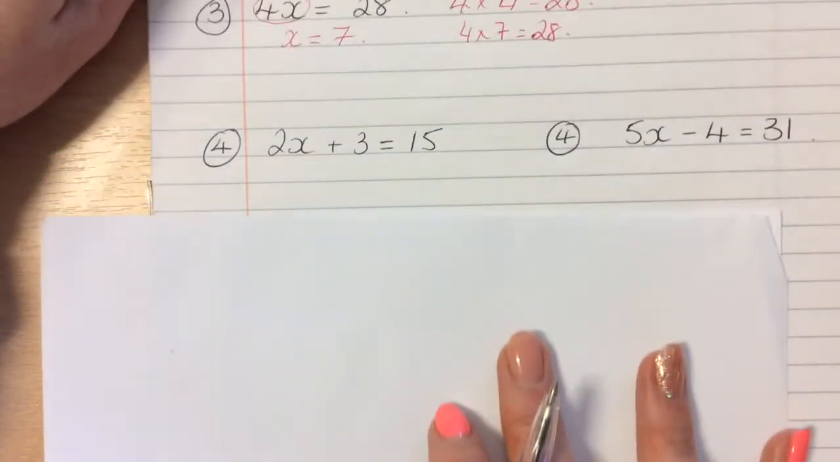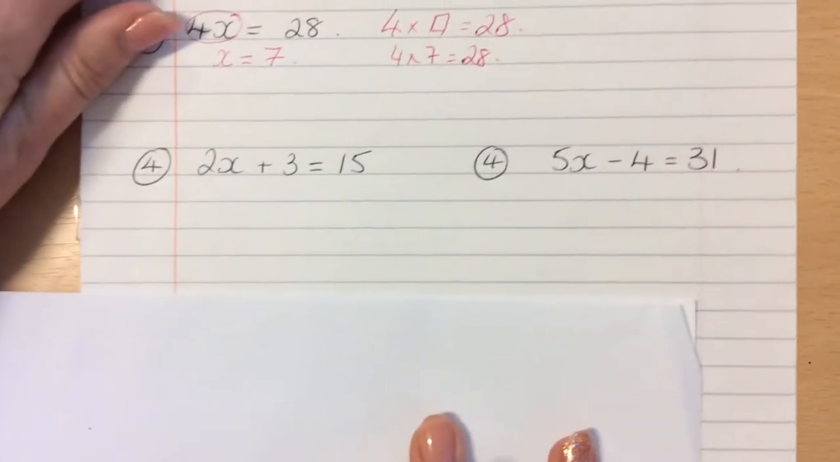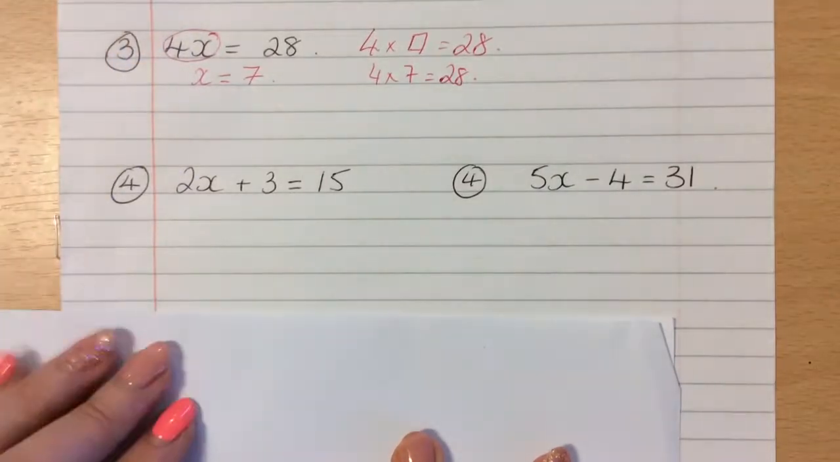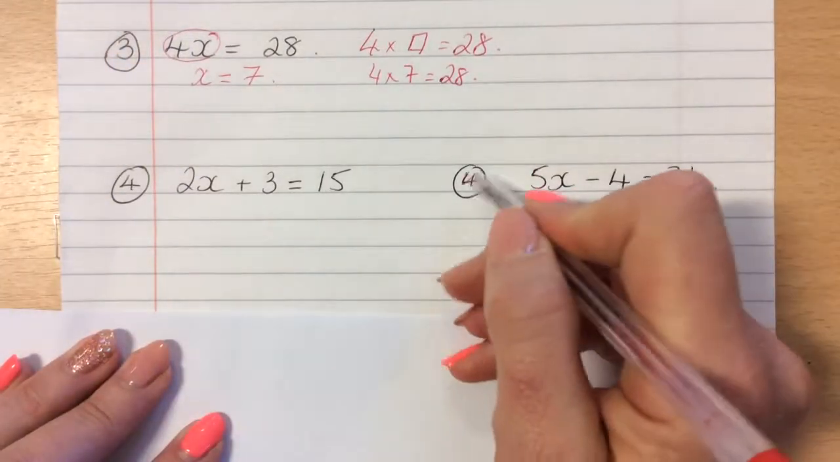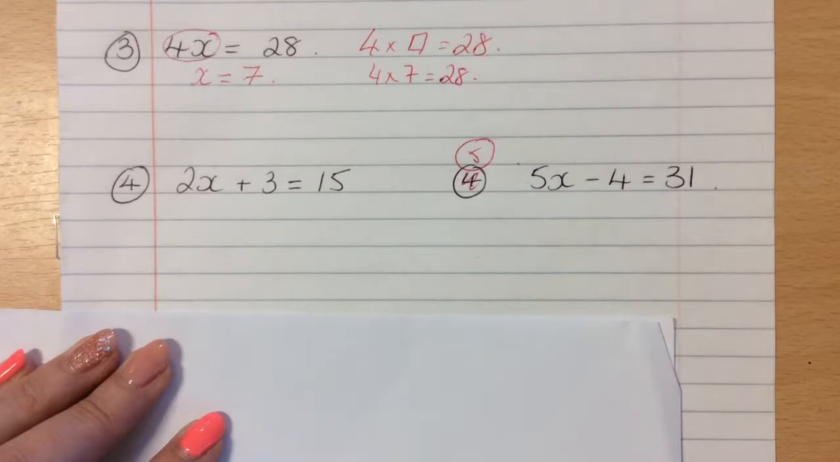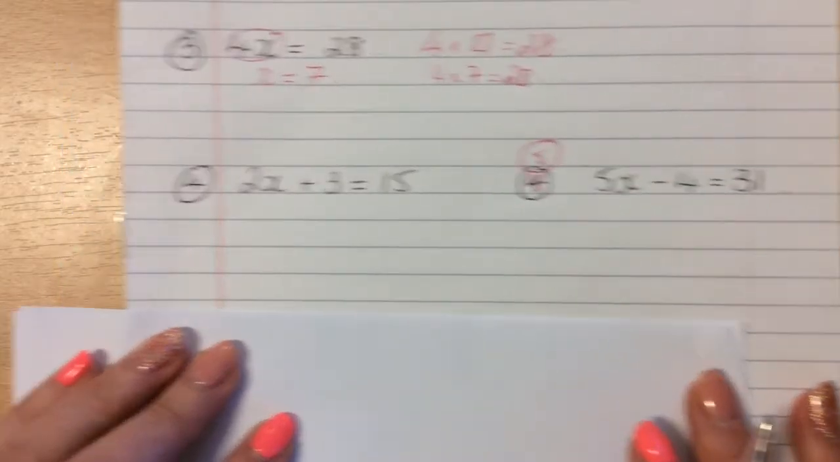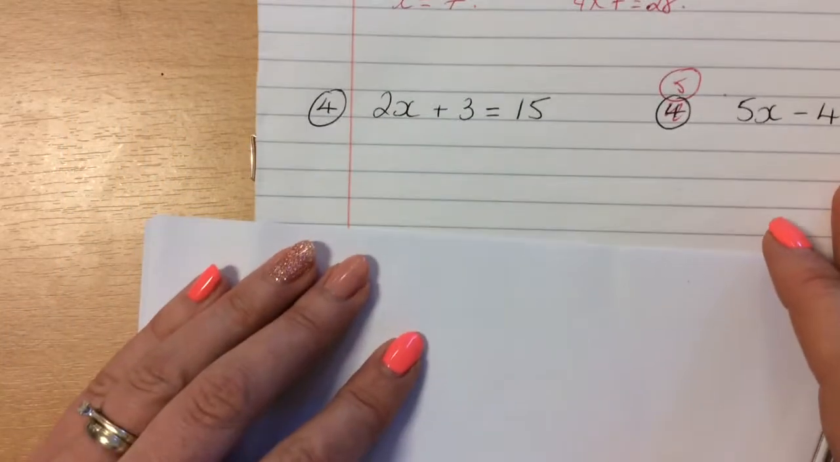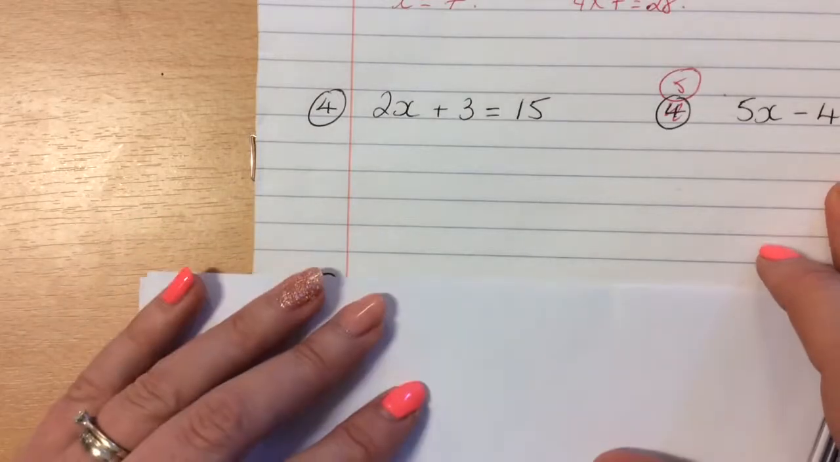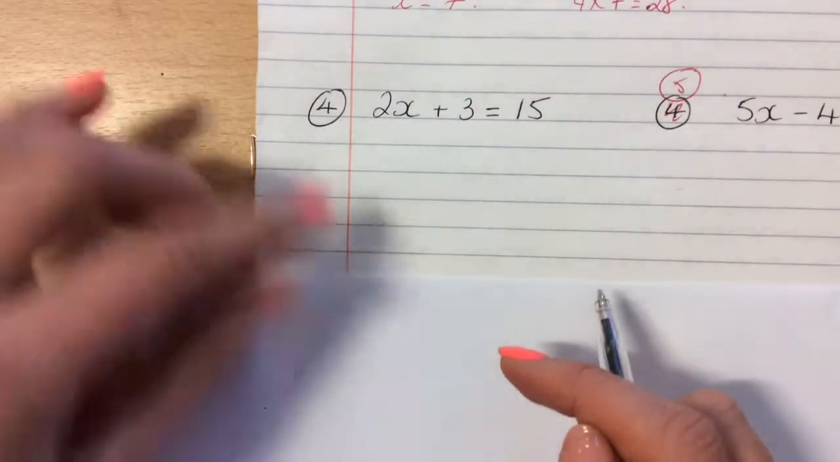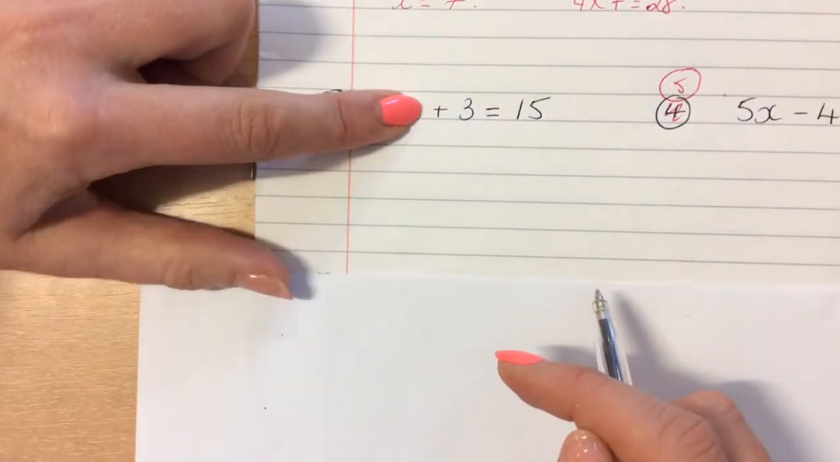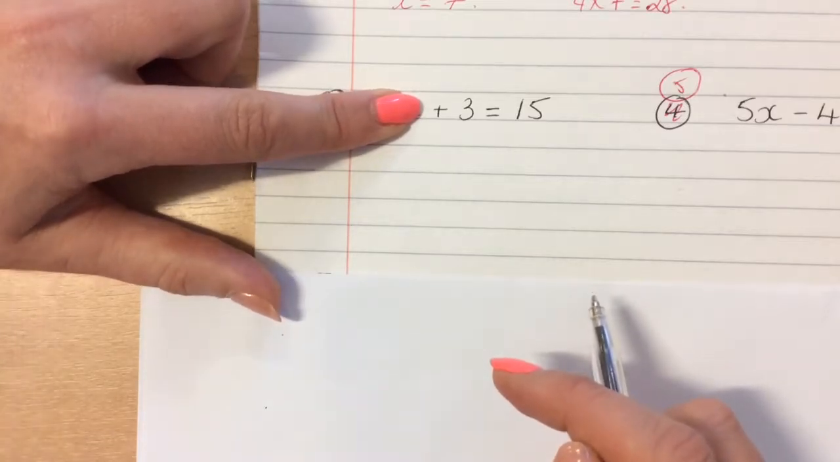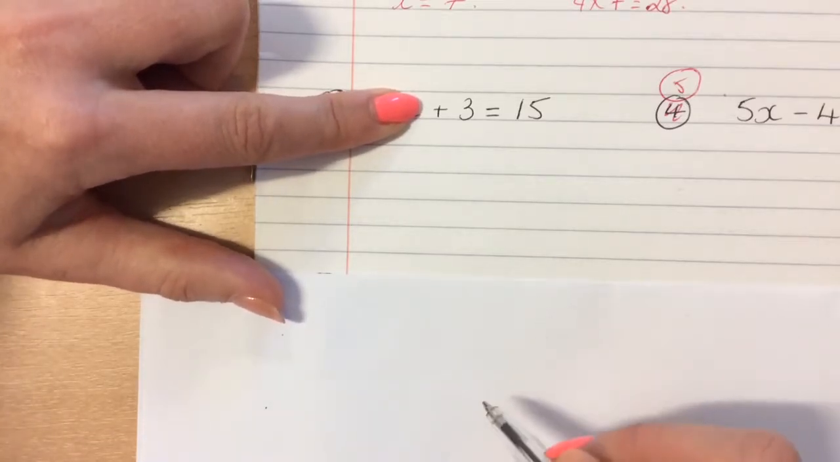So now we're going to put those two skills together to answer questions 4 and 5. So number 4, let's have a look at this one then. It says 2x plus 3 equals 15. So something plus 3 is 15. What number could that be?